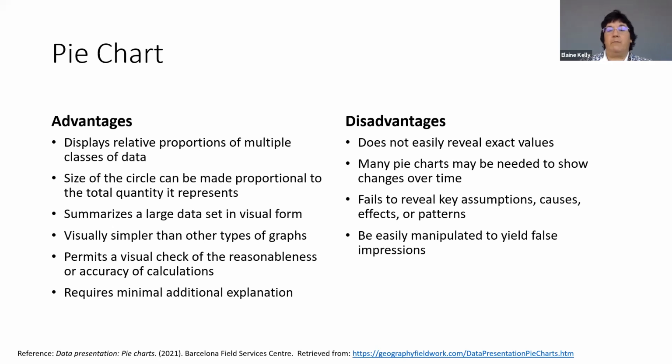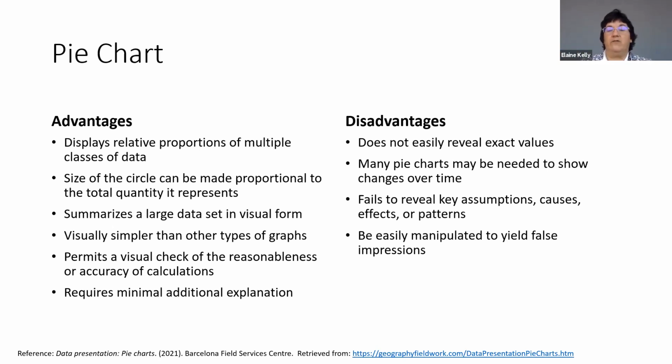Many charts, my pie charts, may be needed to show changes over time. A pie chart in and of itself is a snapshot at one point. If you want to show a trend line, you'd have to show a very long series of them side by side, and all of that becomes very visually confusing to an audience. So a different type of graph may be better suited for that particular application.